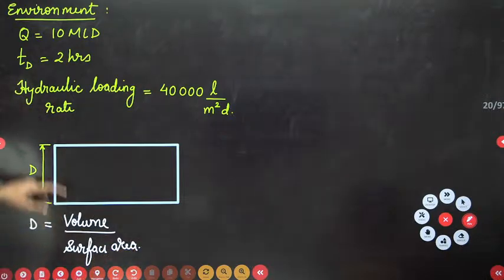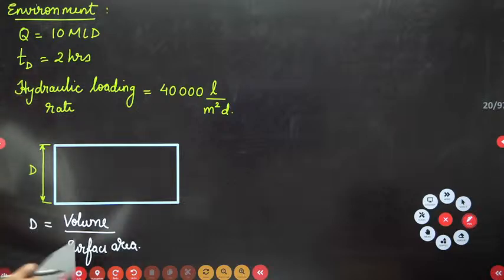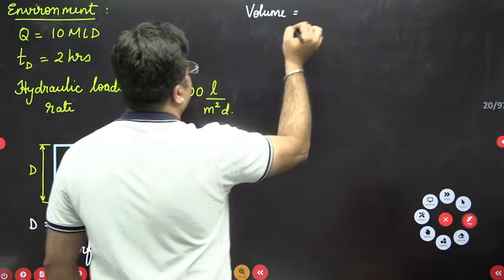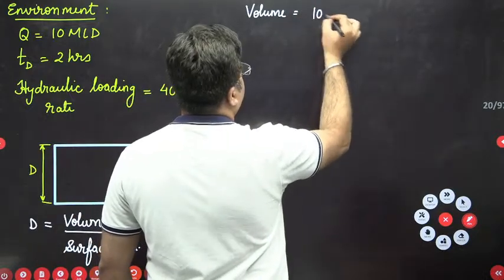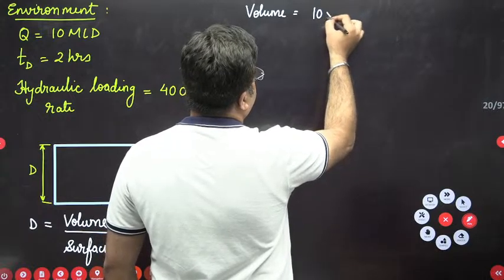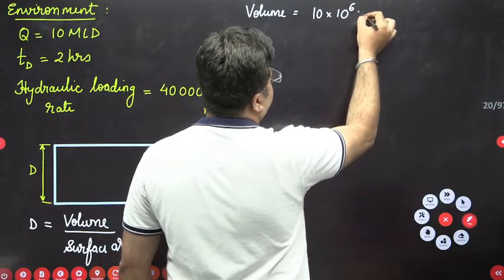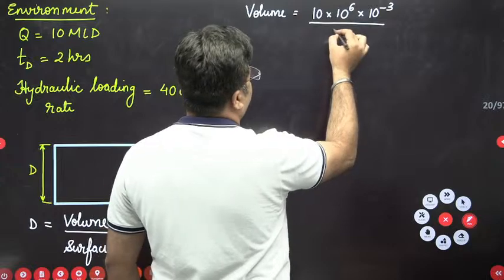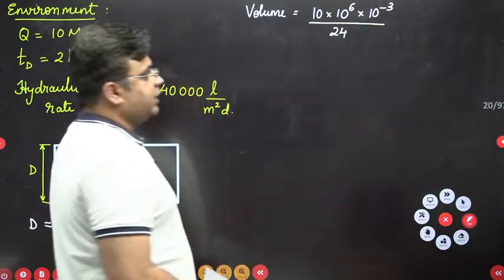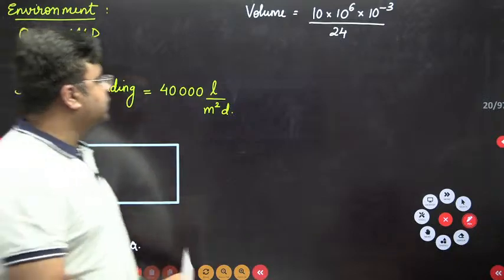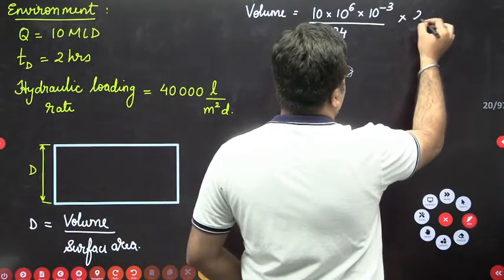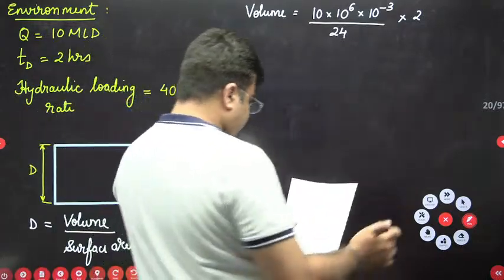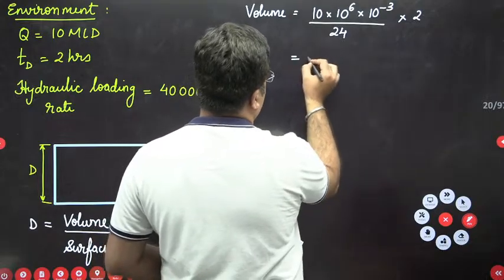Now just see, volume you can calculate by using the discharge and the detention time. So volume of the tank is equal to discharge, which is 10 MLD. So 10 into 10 raised to power 6, which will be liters. Now converting this into meter cube, 10 raised to power minus 3, divided by 24. Now this is the discharge in meter cube per hour. Detention time is given as 2 hours. From here you can calculate the volume, and this volume of the tank will come out as 833.33 meter cube.